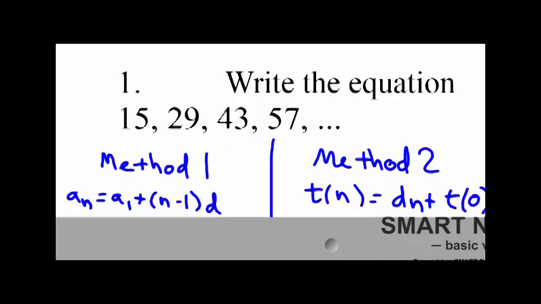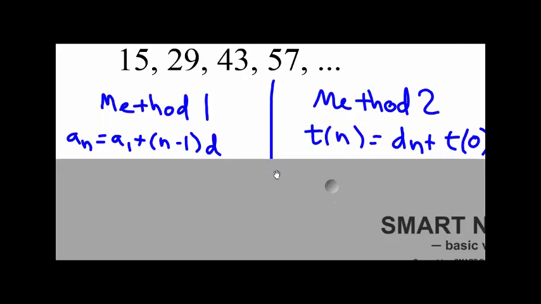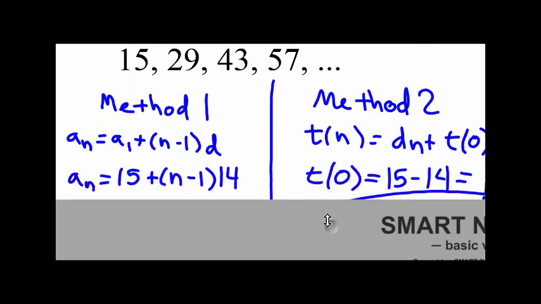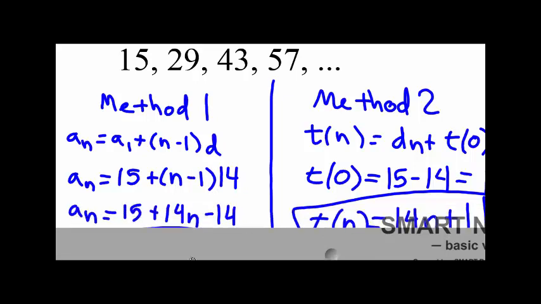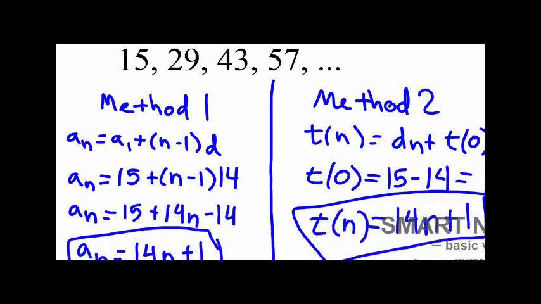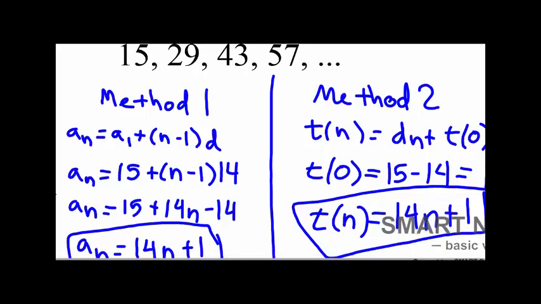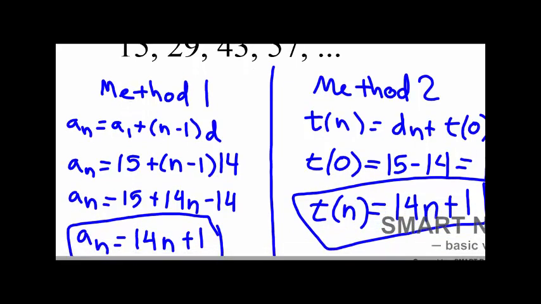So we're going to plug those in and distribute the 14 through. And then we combine our like terms. So we would just have 15 minus 14 there. And we would end up with a sub n equals 14n plus 1. So again, if I asked you to find some term like the 50th term, you would plug in 50 for n. So you have a sub 50 equals whatever that answer would be.